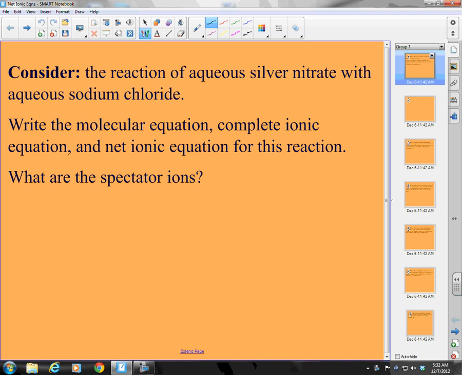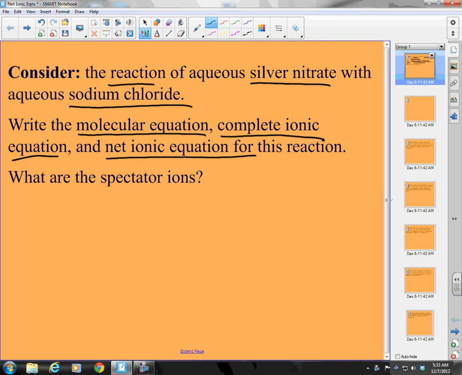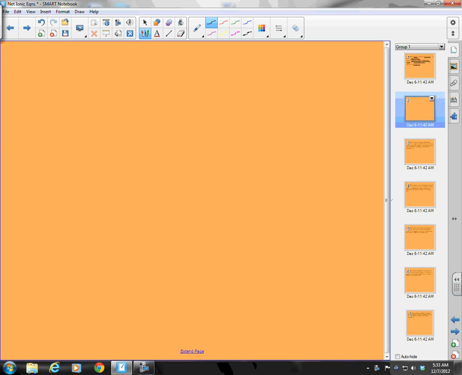Consider the reaction between aqueous silver nitrate with aqueous sodium chloride. Write the molecular equation, the complete ionic equation, and the net ionic equation for this reaction. What are the spectator ions? Okay, so I think we need some notes.